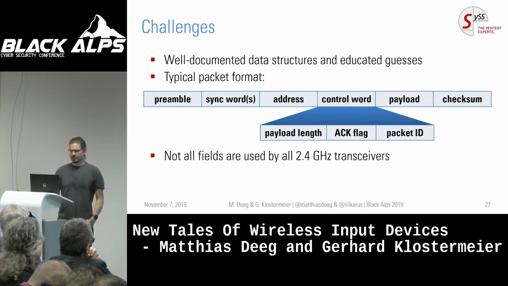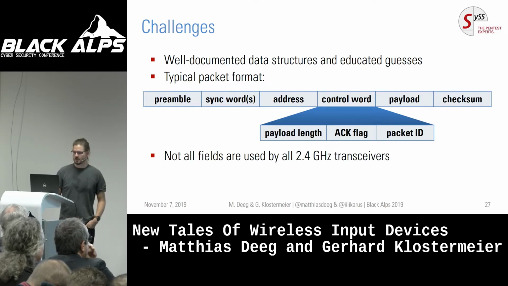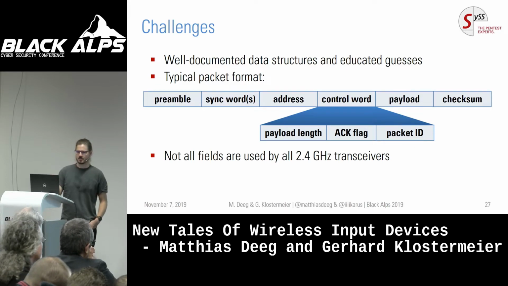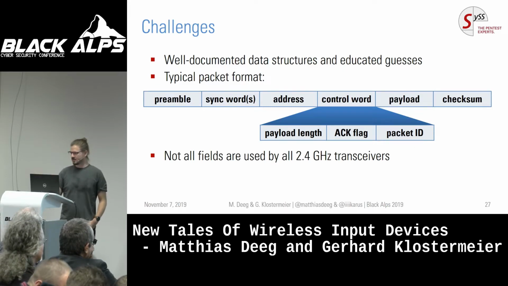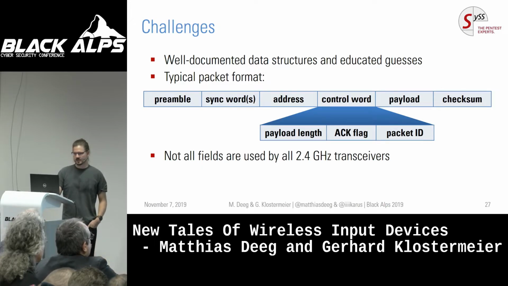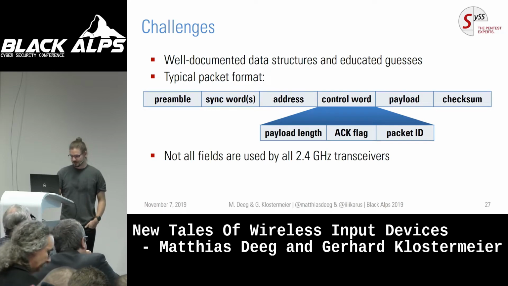The data structure for these packets is most of the time pretty similar. They're like preamble, sync word. There's an address, of course, because if your neighbor buys the same keyboard, you don't want your key presses operating the neighbor's PC or the other way around. There are some control fields, the actual payload, and a checksum. This was true for most of the receivers.